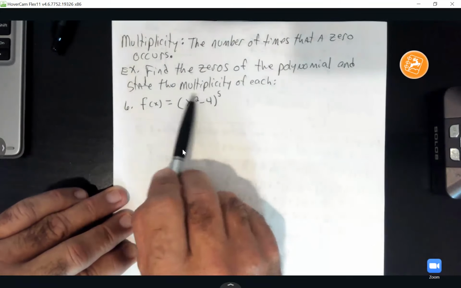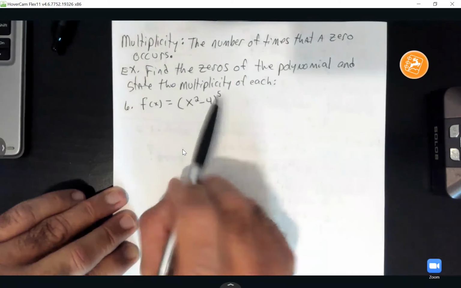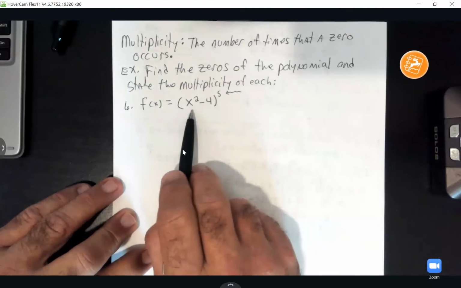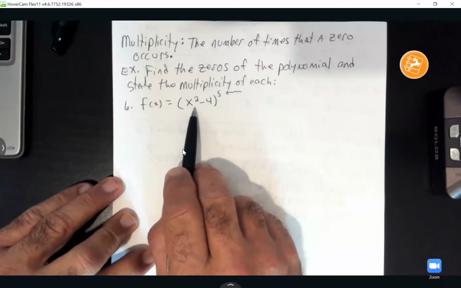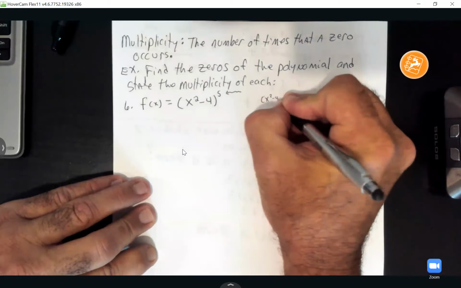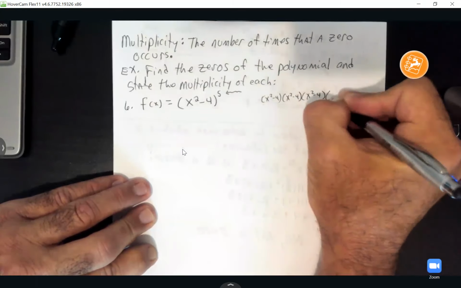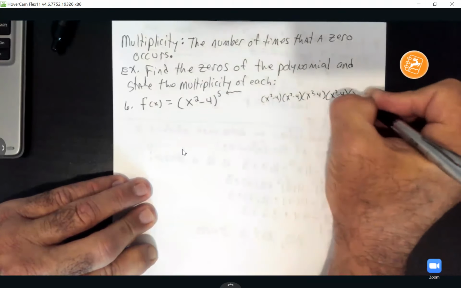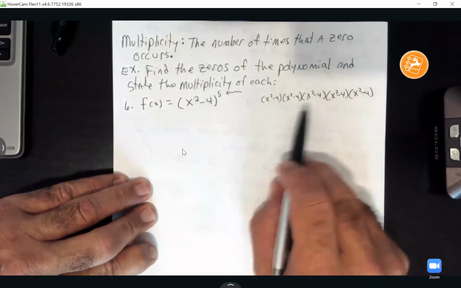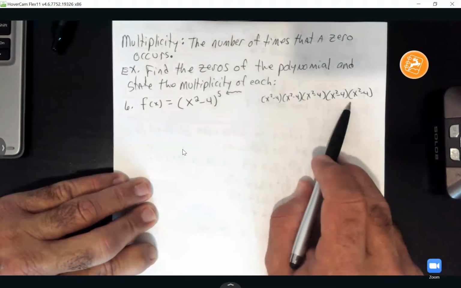So to find the zeros, you're going to take the stuff inside the parentheses and set that equal to 0. This 5 exponent out here is telling me I got 5 of these x squared minus 4s being multiplied together. So it means this really, right? X squared minus 4, x squared minus 4. So that's what that exponent 5 tells me. It's telling me I got 5 of these running across here, okay? So we like to use exponents for shorthand so we don't have to write all this out.